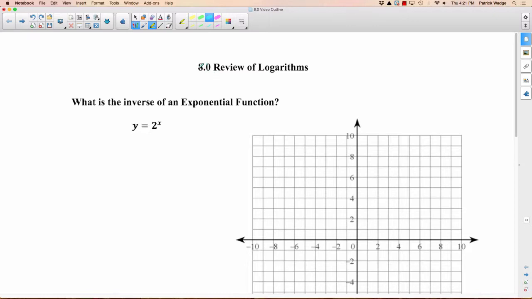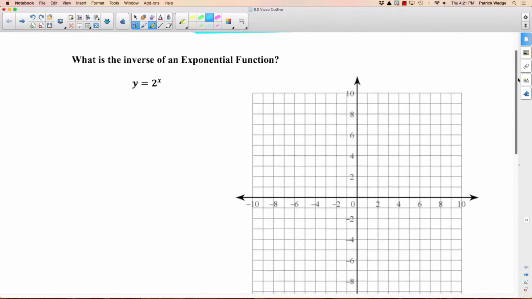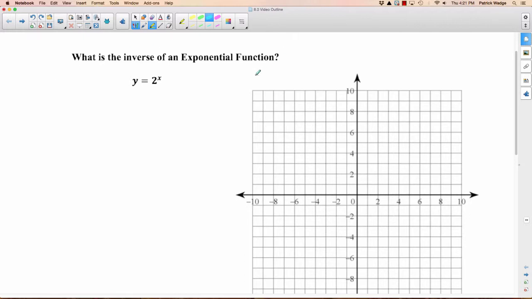Today we're going to do a review of logarithms, something you've definitely learned before, in Pre-Calculus 12, but we need to review it before we go any further in calculus. So, it should all be review for you. We can go through this fairly quickly. Big question here: what's the inverse of an exponential function?